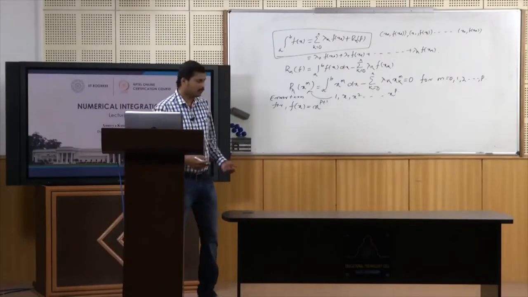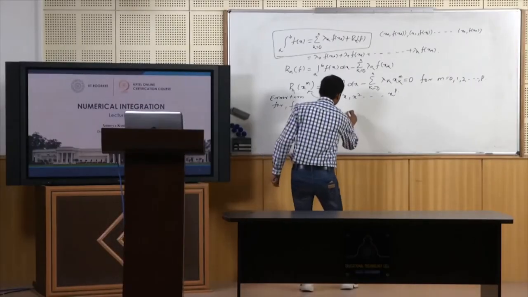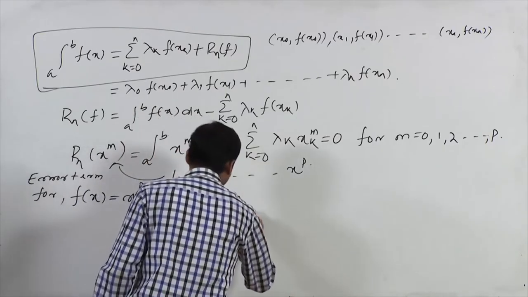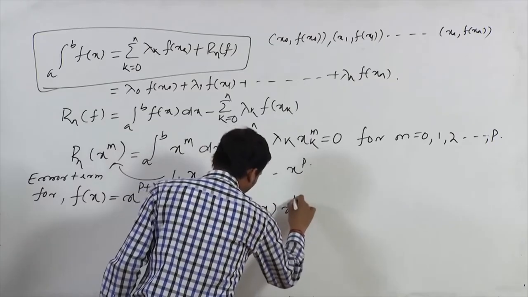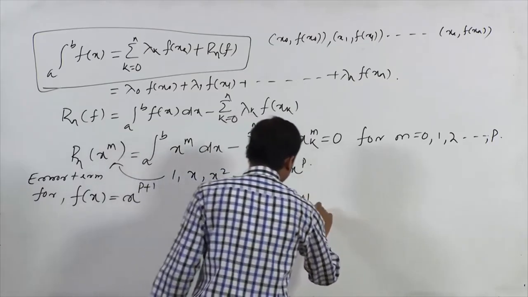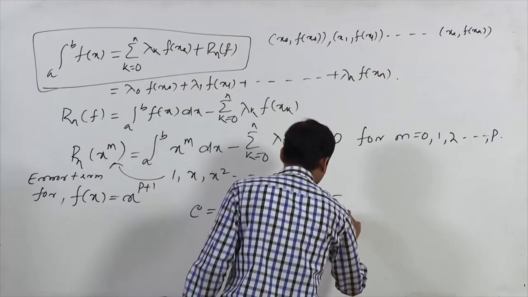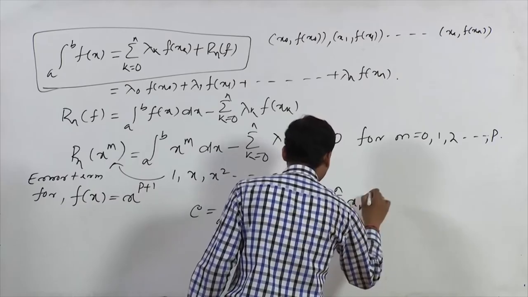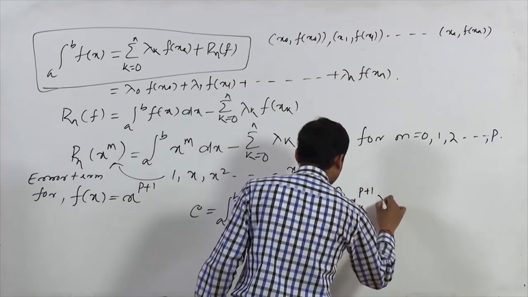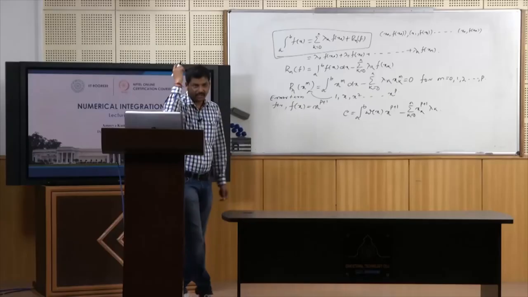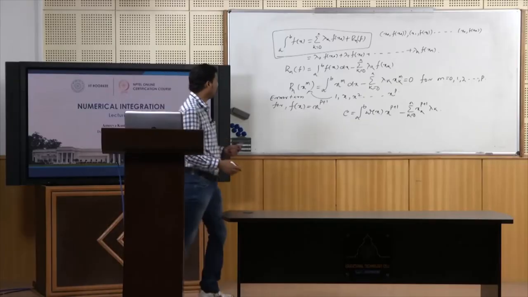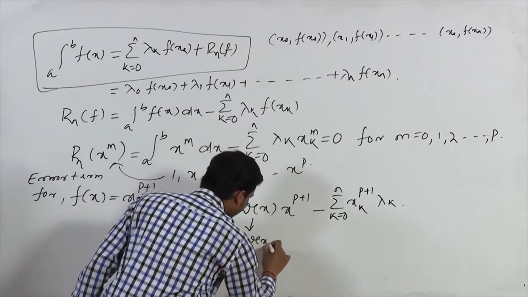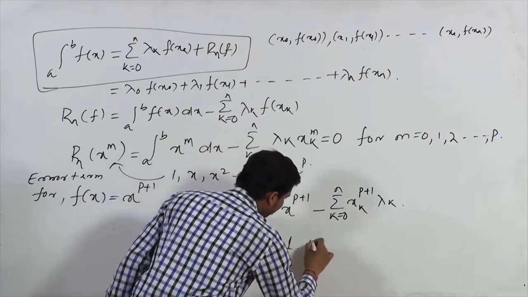This means that the error term for f of x is defined as c equals the integration from a to b, omega x times x to the power p plus 1 minus summation k equals 0 to n, x k to the power p plus 1 lambda k here, where c is called the error constant and omega x, which is especially always chosen as 1, is called the weight factor here.